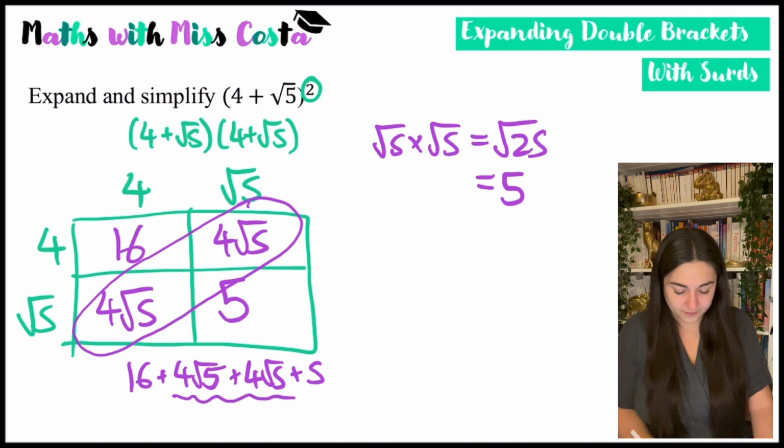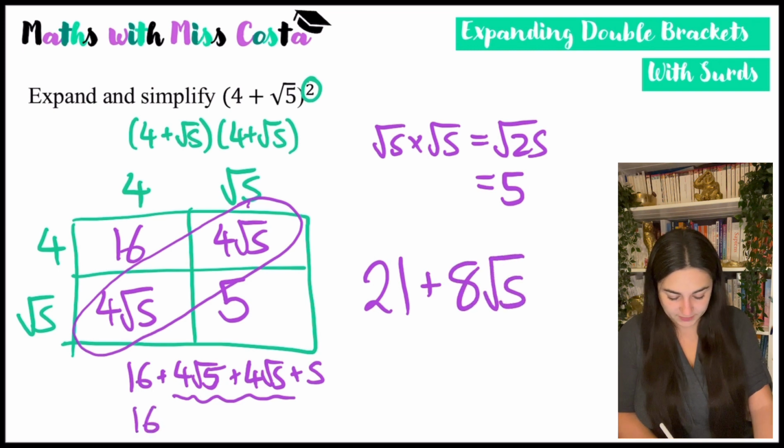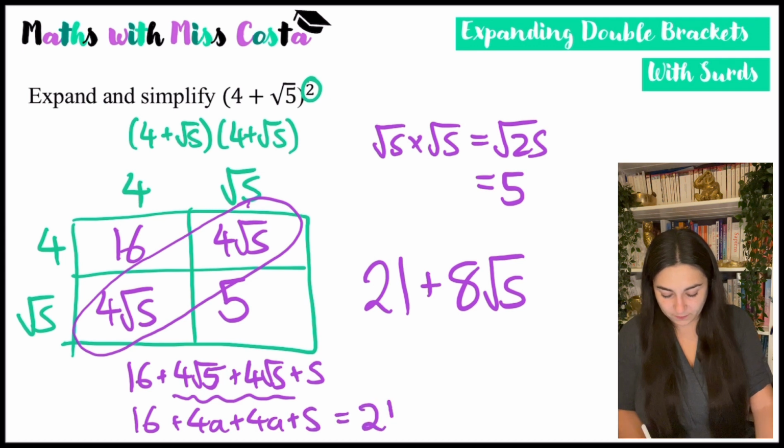These are generally going to connect if the surds are the same. So 16 plus 5 is going to give you 21. And 4 root 5 plus 4 root 5 will be 8 root 5. Remember, treat it like algebra. So if it was 16 plus 4a plus 4a plus 5, you know, that would be 21 plus 8a.